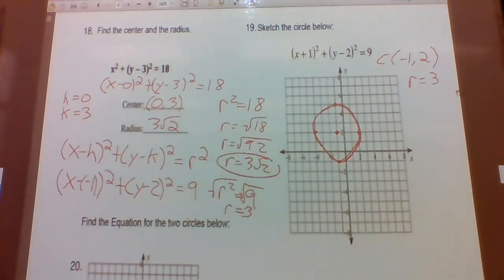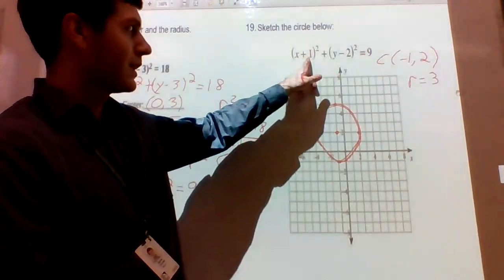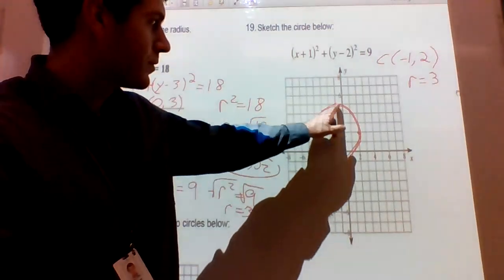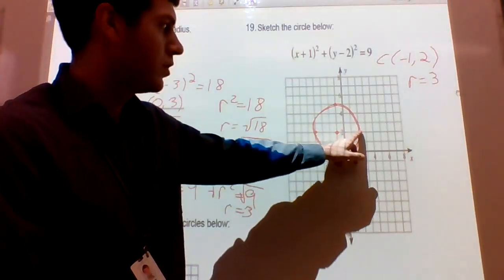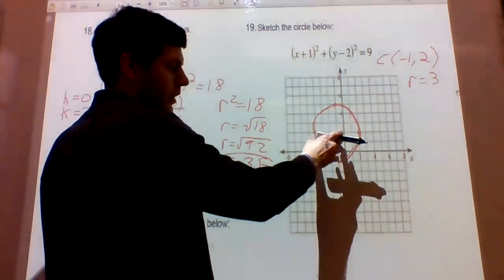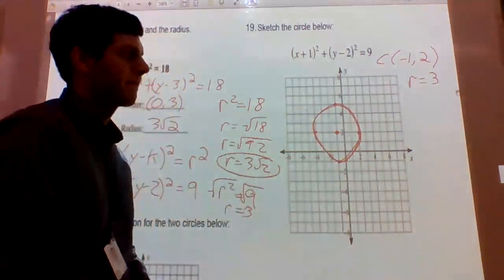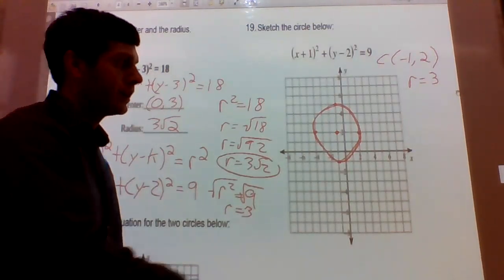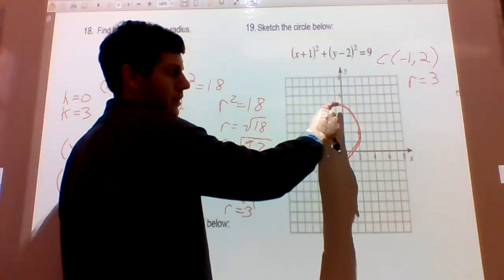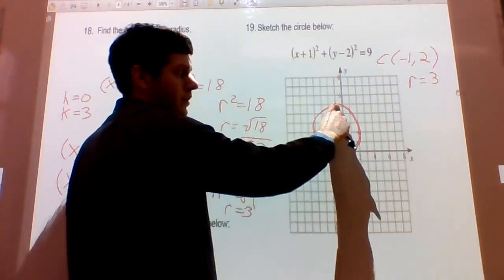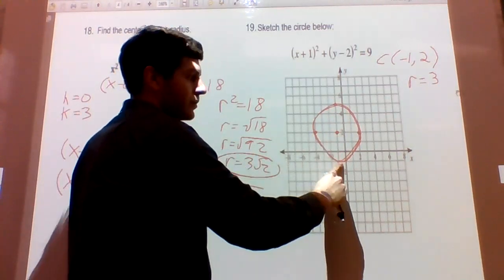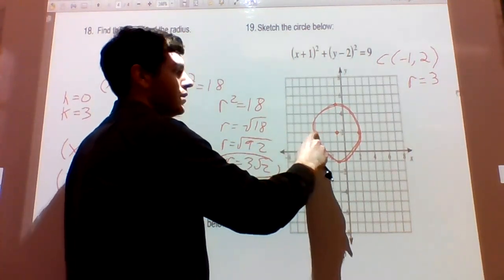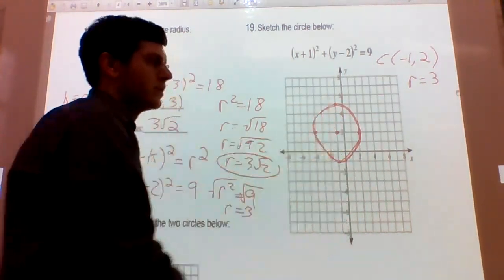So negative 1, 2 is the center. We got that because we flipped the sign. So negative 1, positive 2 is the center. Radius is 3. So we can go up 3, down 3, left 3, and right 3. And those are all great because the circle is made up of an infinite amount of points that are all 3 units away from the center. It would be hard to find any of them on a diagonal because they're not going to perfectly line up. But we know if we go straight up 3, there's a point on the circle. Straight down 3 from the center, there's a point on the circle. To the right 3, there's a point on the circle. To the left 3, there's a point on the circle. Then we can just draw in the rest.